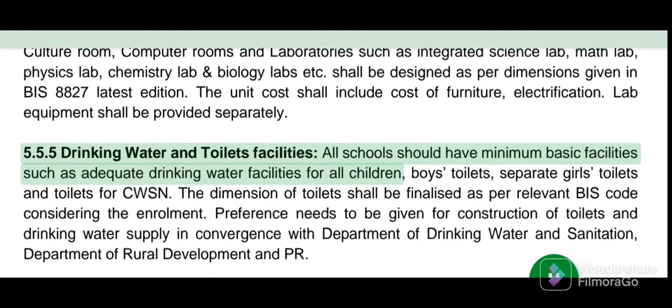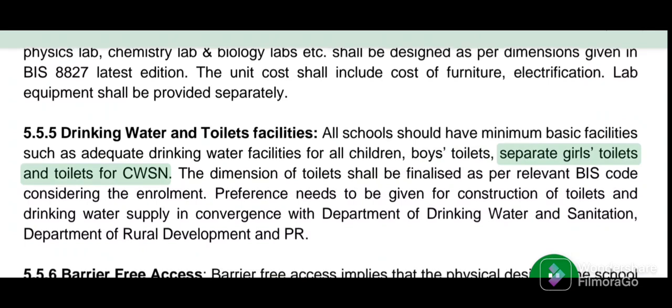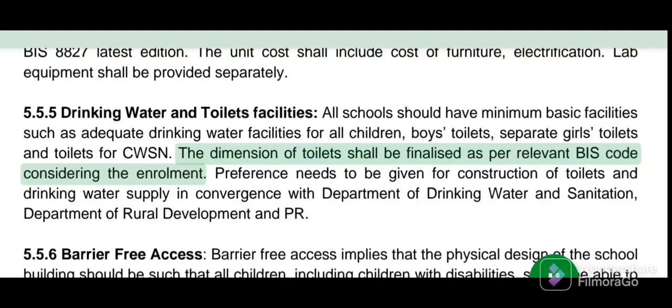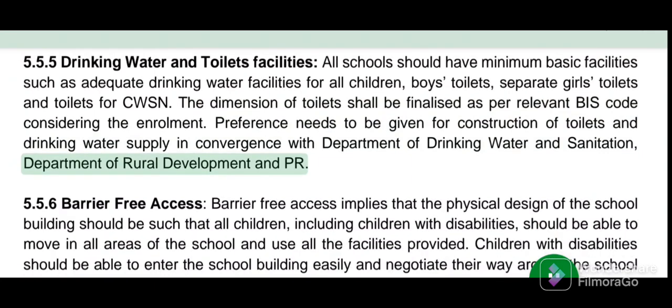5.5.5 Drinking water and toilets facilities. All schools should have minimum basic facilities such as adequate drinking water facilities for all children, boys' toilets, separate girls' toilets and toilets for CWSN. The dimension of toilets shall be finalized as per relevant BIS code considering the enrollment. Preference needs to be given for construction of toilets and drinking water supply in convergence with Department of Drinking Water and Sanitation, Department of Rural Development and PR.